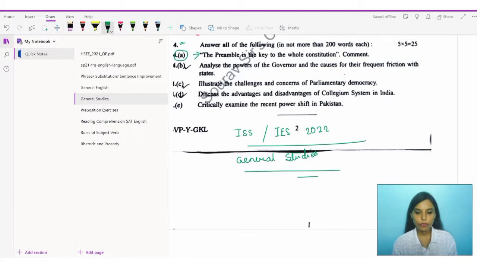Before moving over to the question, let me tell you, you cannot exceed more than 200 words. You need to write 200 words, but you cannot exceed that word limit. The first question for today's class is: the preamble is the key to the whole constitution. Whatever the preamble will state, the constitution will have to listen. The preamble is the actual thing on which the entire constitution's rules and regulations depend. So what can you write in this answer? You need to comment.